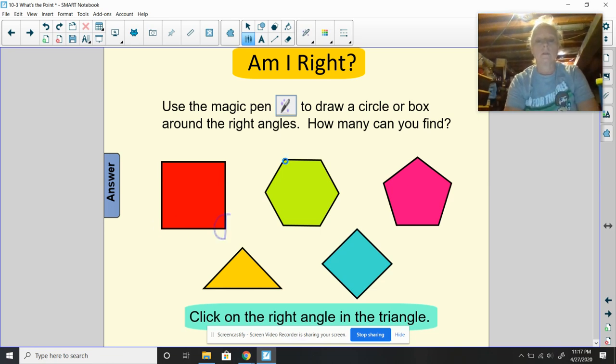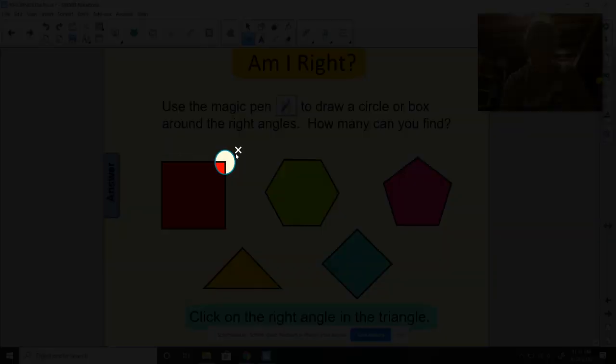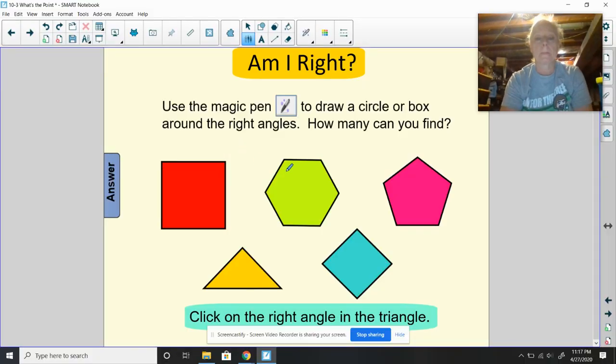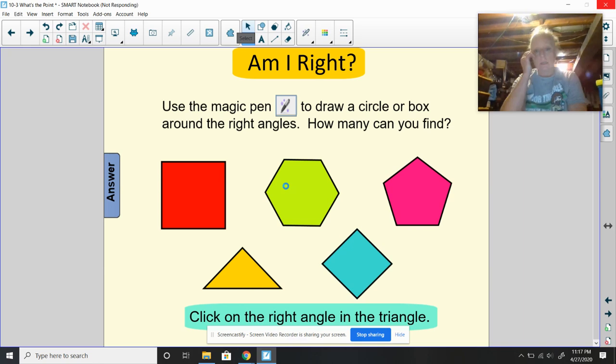Are there any right angles in this shape? Now, if you're not sure what this shape is, there they are. Now, do I have any right angles here? Is this a right angle? Does it make a square in the corner? It does not. So how can you tell? What's an easy way to tell sometimes?